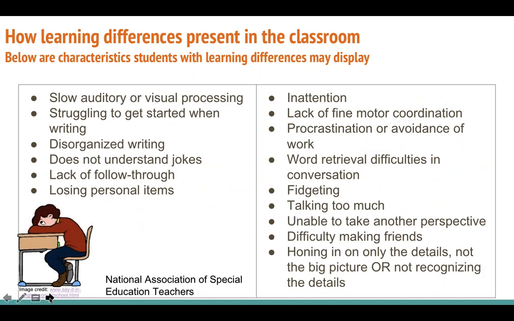So how can these learning differences that we are defining present in your classroom? Here are some characteristics of learning differences that you may already see in your classroom. Some include slow auditory or visual processing, disorganized writing, inattention, difficulty making friends, talking too much, fidgeting, word retrieval issues. And there are many others that we're sure you've experienced, and please feel free to ask us. We hope we've hit along the lines of a lot of these to give you some ideas of things to use in your classroom. This list was developed by the National Association of Special Education Teachers, who came up with what you could be seeing in your classroom.